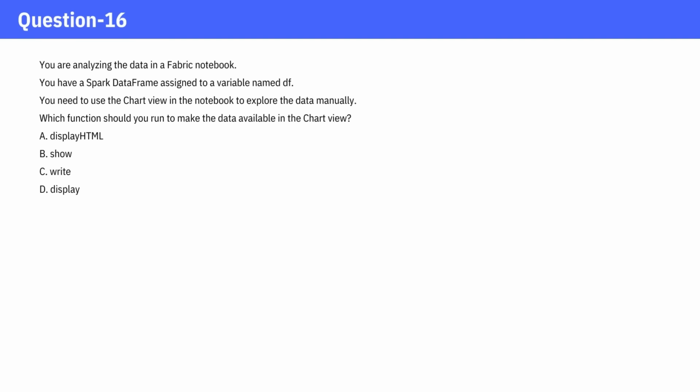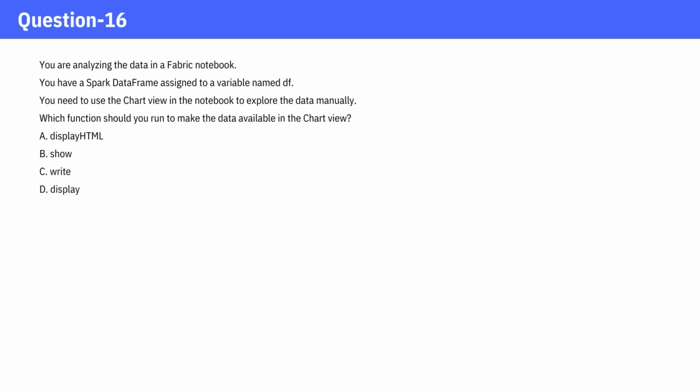Question 16. You are analyzing the data in a Fabric notebook. You have a Spark data frame assigned to a variable named df. You need to use the chart view in the notebook to explore the data manually. Which function should you run to make the data available in the chart view? A. displayHTML. B. show. C. write. D. display. Pause the video, think it through, and verify your answer. The correct function to use is display.